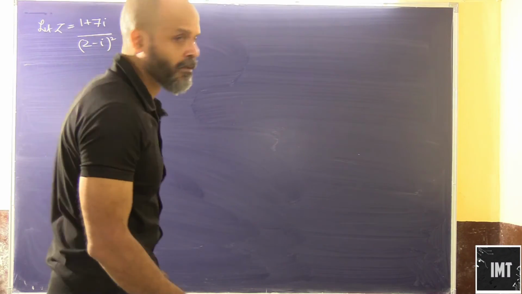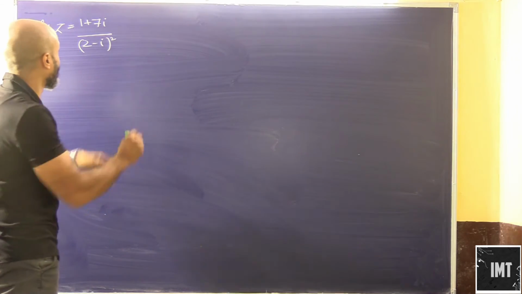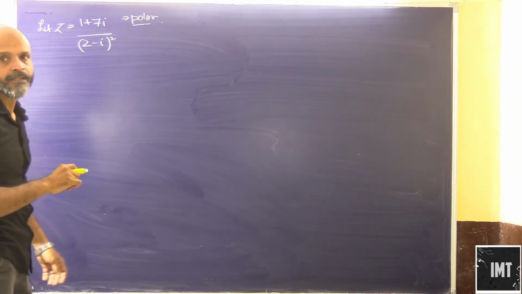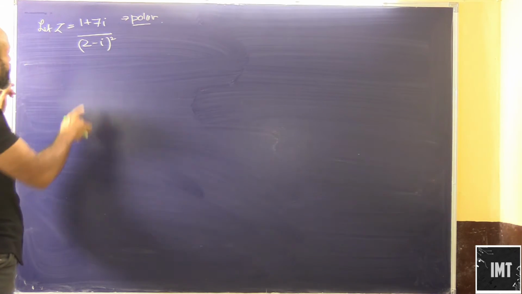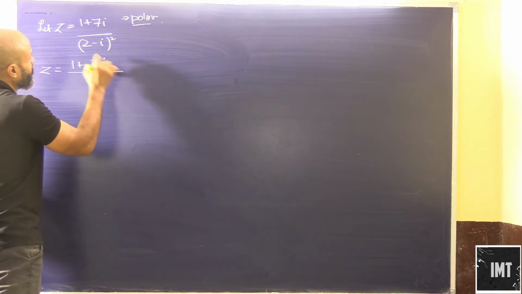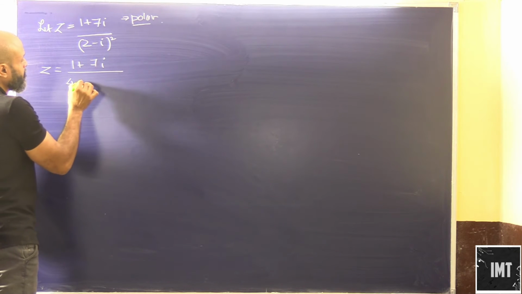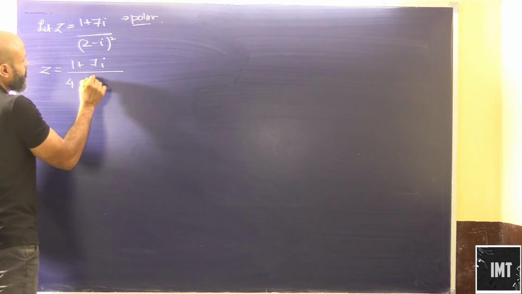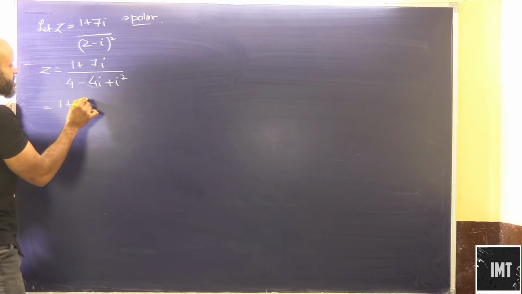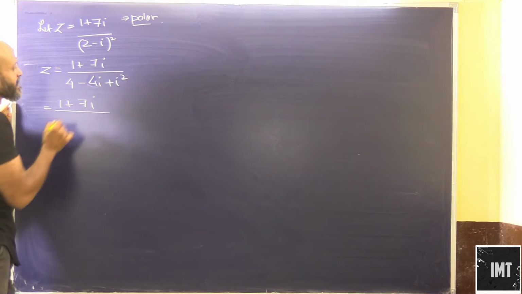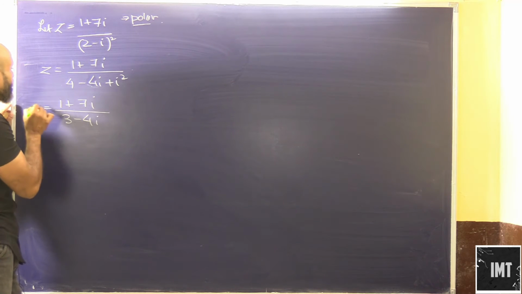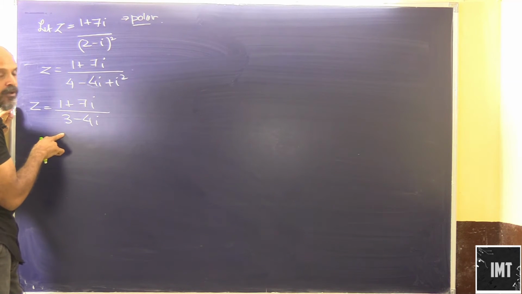Okay, so in this problem, we will have to find out the polar form of this complex number. So in this one, let's first simplify this. 1 plus 7i upon 2, so this will be 4 minus 4i plus i square. That will be 1 plus 7i. 4 plus i square means what? 4 minus 1. So this will be 3 minus 4i. So Z will be 1 plus 7i upon 3 minus 4i.